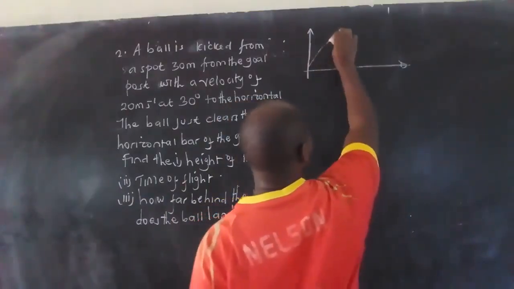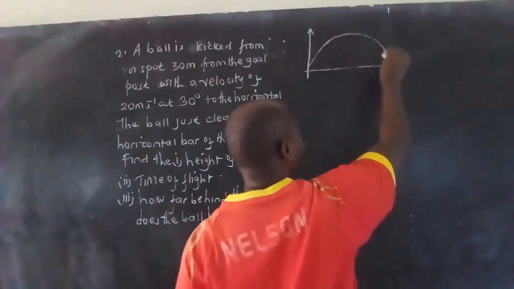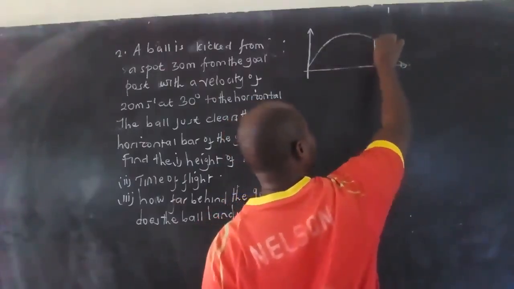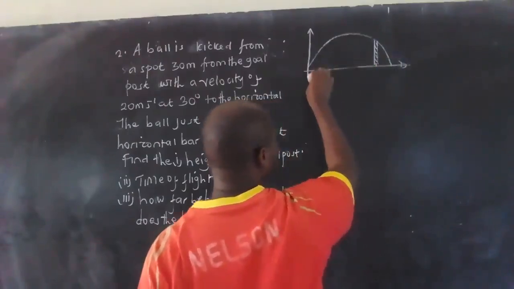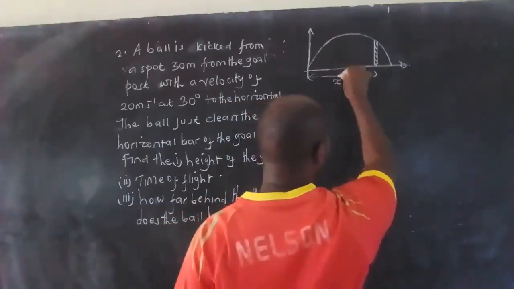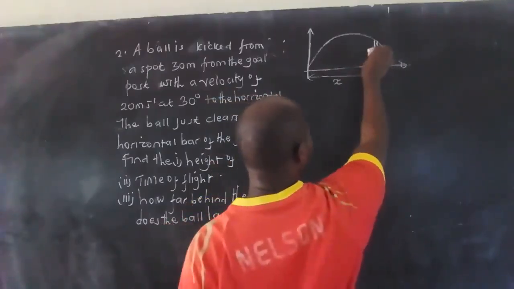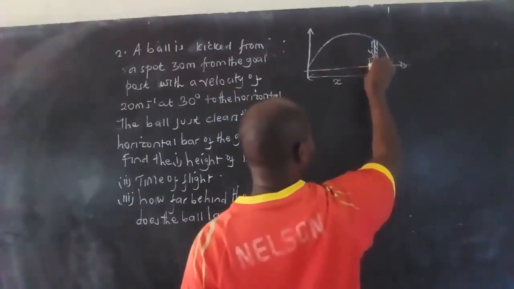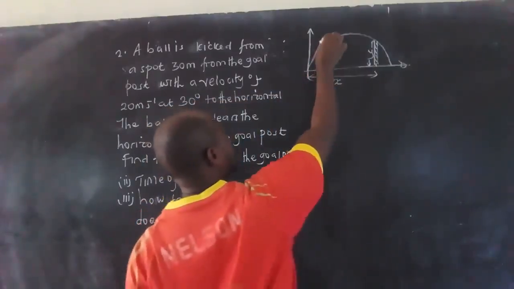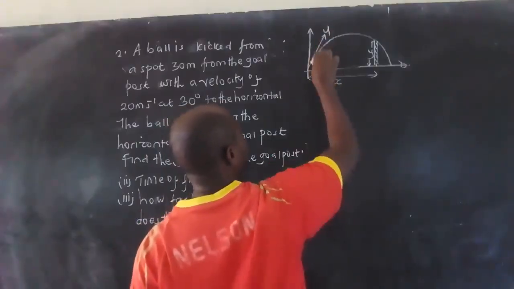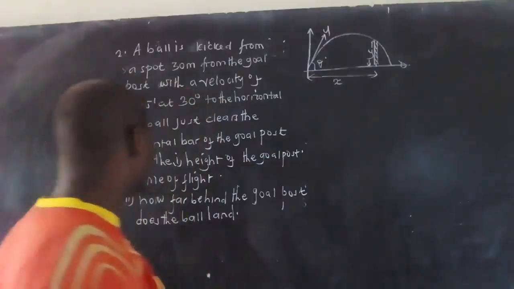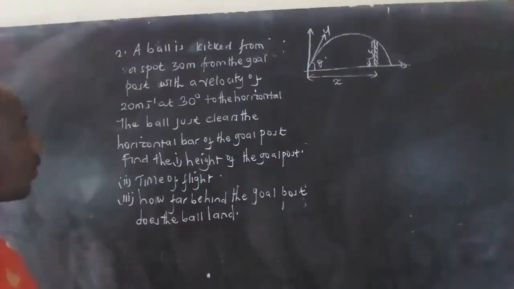So this is the motion of the ball. Then we say the goal post is here. This is the goal post, okay? So at the distance x from there, the vertical distance is y. Then here we have u, and this angle is theta. So here we have the vertical component and horizontal component. They're asking us to find the height of the goal post.